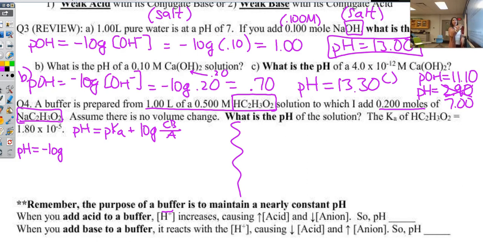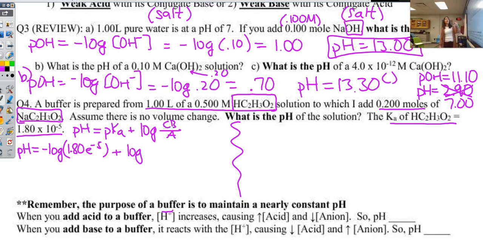So I'm going to say negative log, and now I need my Ka value. It tells me the Ka of this is this number. Sorry, we forgot to underline that. So my Ka is 1.80 times 10 to the negative 5. I'm just going to minimize it so that I have enough room here. 1.80 e negative 5. Plus the log of, okay, which one's the conjugate base and which one's the acid? It's pretty obvious, right? Which one's the acid? The HC2H3O2, which means obviously this is going to be my conjugate base, okay?